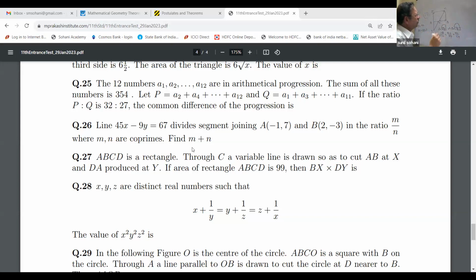Now, the area of the rectangle is given as 99, and area is length into breadth, BC into CD. And we are asked XB into DY. So if you look only at this part, you have got the answer. BC into CD is equal to XB into DY. And already they have said the area is 99. So the multiplication of XB into DY is also going to be 99. That's it.